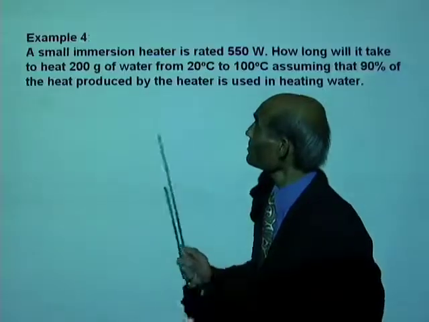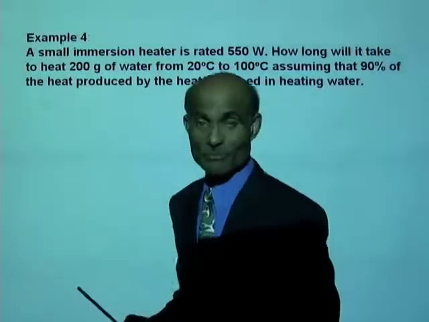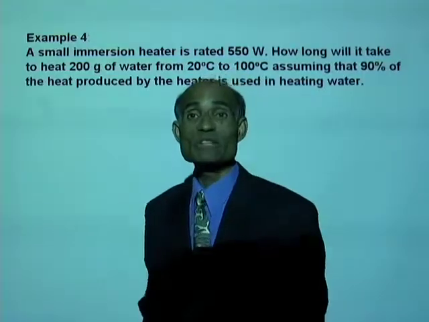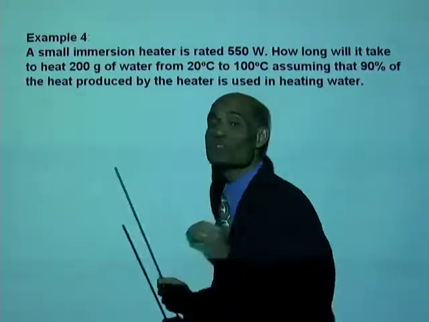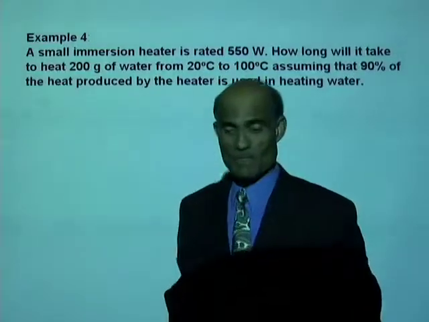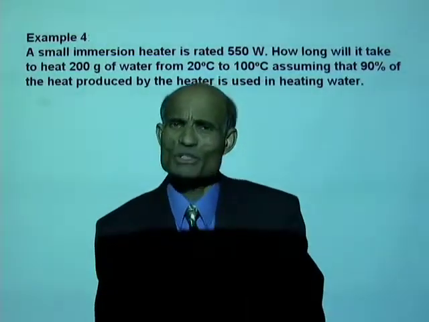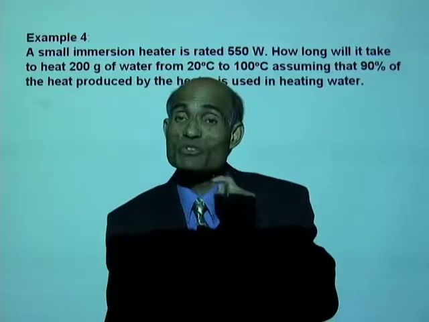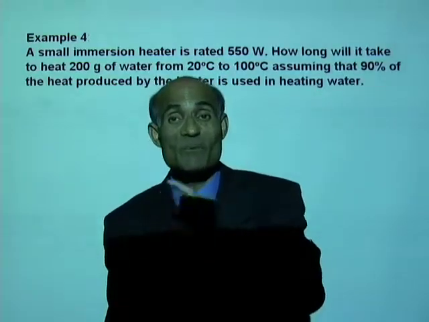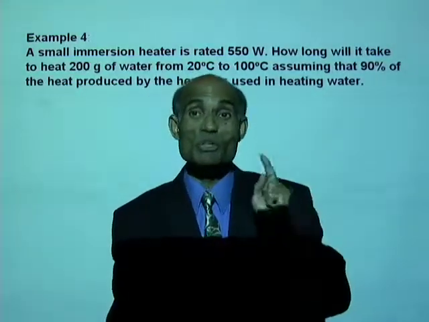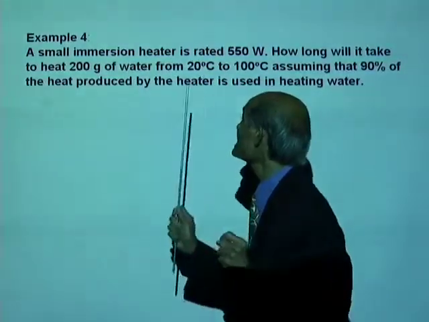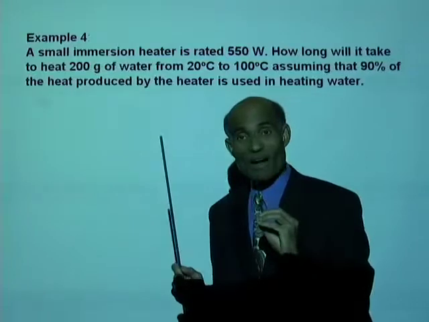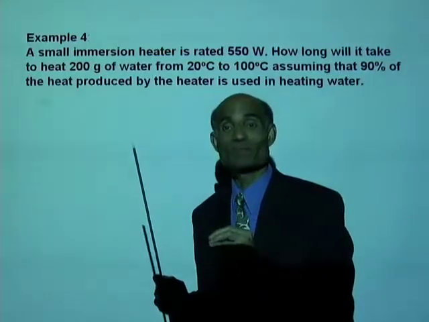Let's do another one. A small immersion heater is rated 550 watt. Now, what is a watt? A watt means joules per second. You have done that in Physics 1, the unit of power. So what is the meaning that an immersion heater is rated 550 watt?